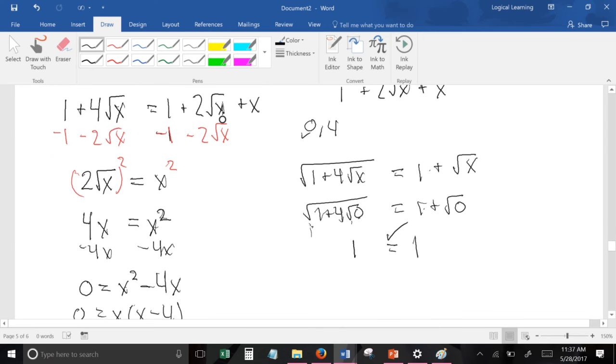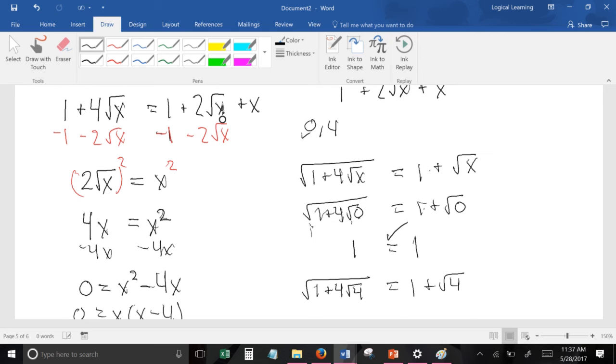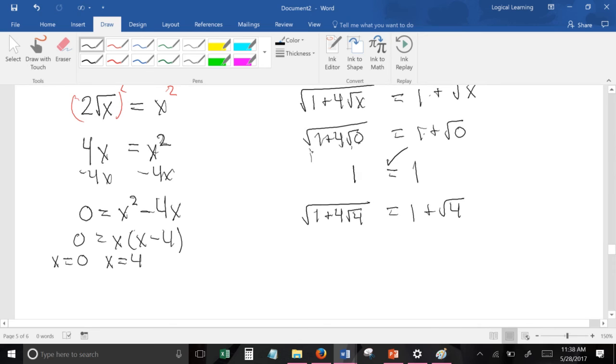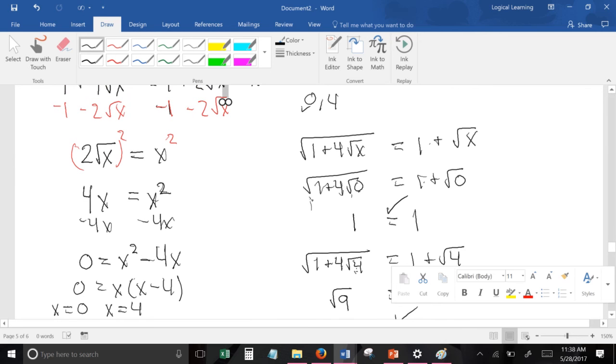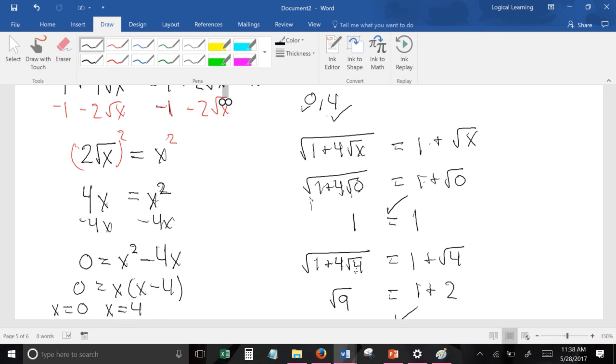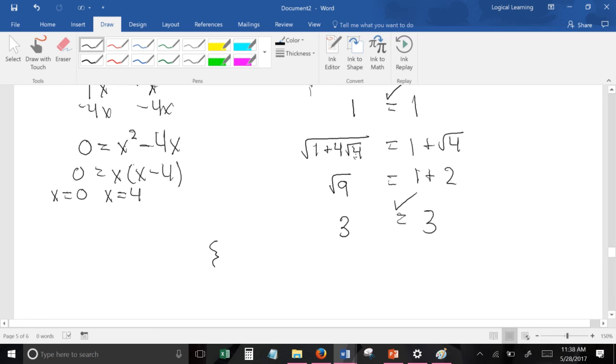And let's check out 4. Square root of 1 plus 4 times the square root of 4. I want to know, does that equal 1 plus the square root of 4? Square root of 4 is 2, so this is 4 times 2, which is 8, plus 1 is going to give us the square root of 9, which will give us 3. And on the right side, the square root of 4 is 2. 1 plus 2 will give us 3. So in this example also, both 0 and 4, both of our solutions that we found work when we check it in, and so they're both valid solutions, and our solution set is 0 and 4.